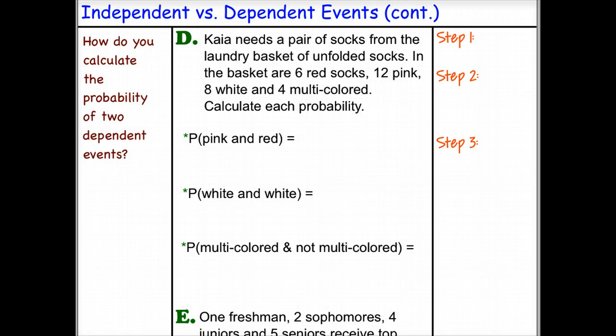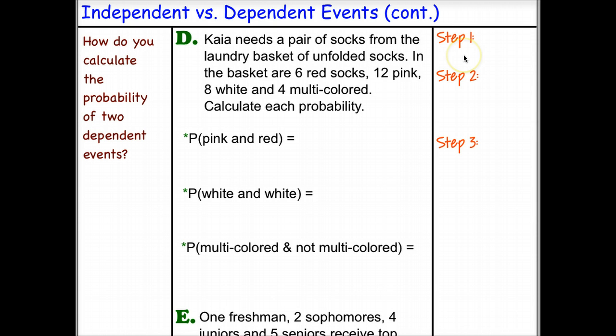The second part of this lesson deals with calculating the probability of two dependent events. Here we have Kaya needing a pair of socks from the laundry basket of unfolded socks. In the basket are 6 red socks, 12 pink, 8 white, and 4 multicolored. Calculate each probability. This is dependent because once I pick a sock out of the basket, she's not putting it back, which is going to change the number of socks that are in the basket to choose from.